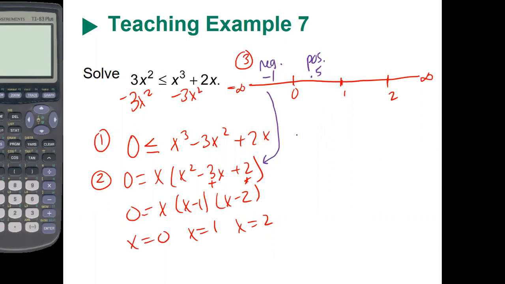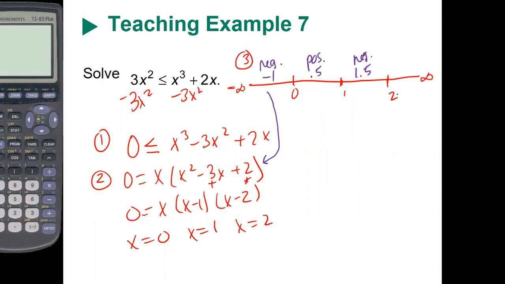Okay, what's a number between 1 and 2? 1.5. So if I substitute 1.5 in, well, 1.5 minus 1 is going to be 0.5. That's positive. 1.5 minus 2 is going to be negative. What does a positive and a negative make? A negative. A positive and a negative makes a negative.